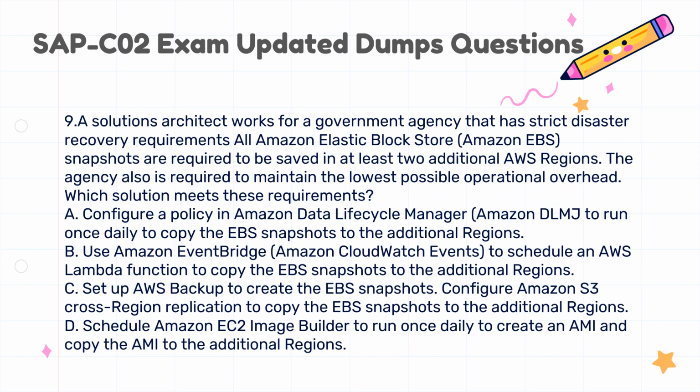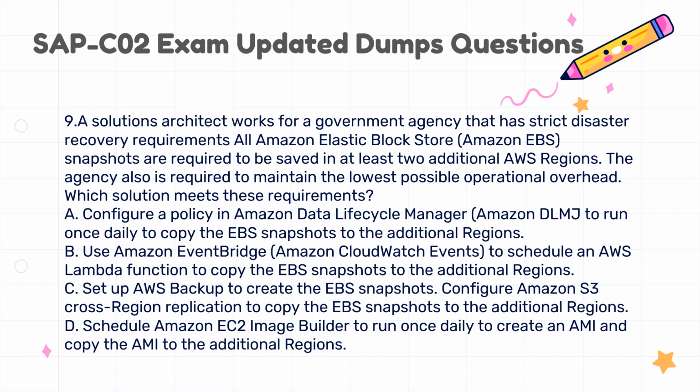9. A solutions architect works for a government agency that has strict disaster recovery requirements. All Amazon Elastic Block Store, Amazon EBS, snapshots are required to be saved in at least 2 additional AWS regions. The agency also is required to maintain the lowest possible operational overhead. Which solution meets these requirements?